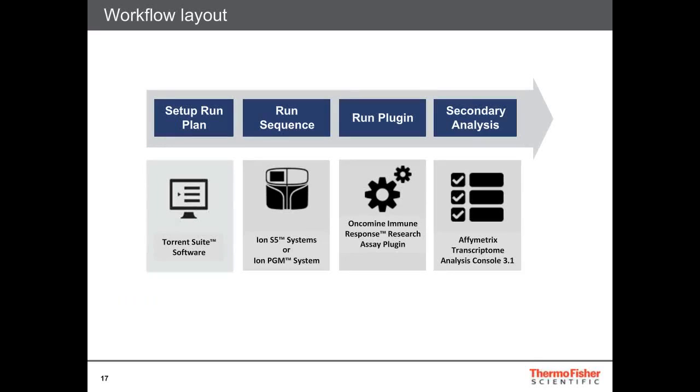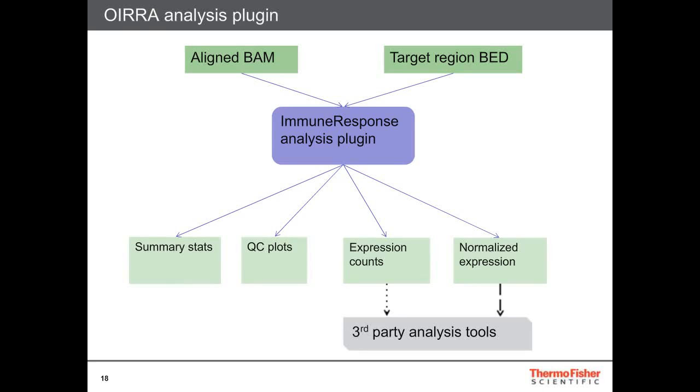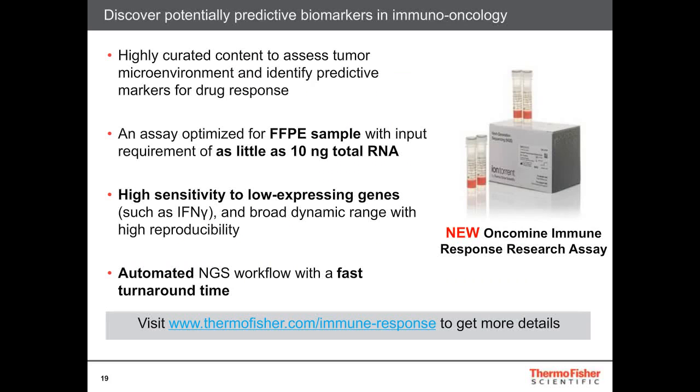In summary, the Oncomine immune response assay is a robust, sensitive, simple assay to run. We've built in an analysis solution where we take in the aligned BAMs and the target region BED files into a software suite that comes with the instrument, the immune response analysis plugin, and we generate summary statistics, QC plots, expression and normalized expression counts. Those are available from the analysis solution, and they plug in to third-party analysis tools to perform differential expression.